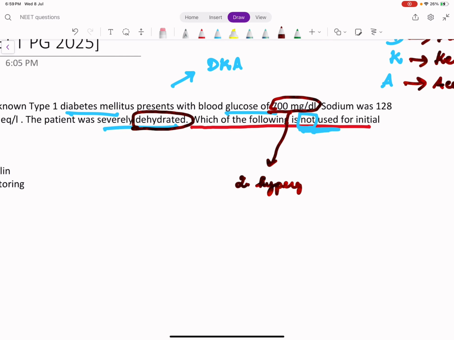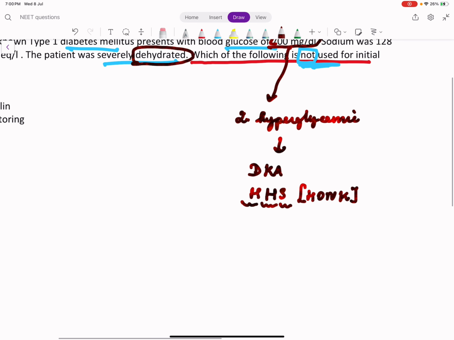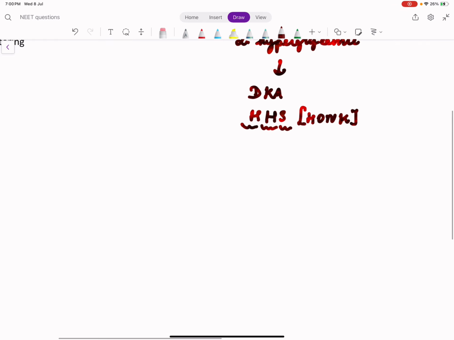hyperglycemic emergencies. One is DKA, another one is HHS. The previous term of HHS was HONK, hyperosmotic non-ketotic coma. Now it is called hyperglycemic hyperosmolar state. The treatment is basically the same. When sugar is high, we are going to reduce sugars, we have to increase hydration.